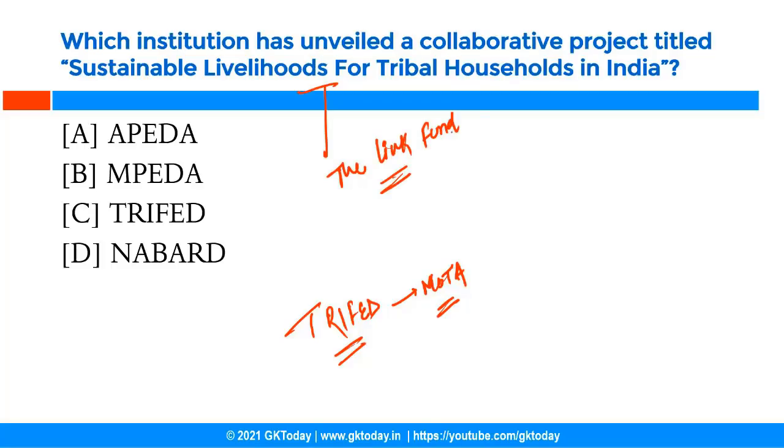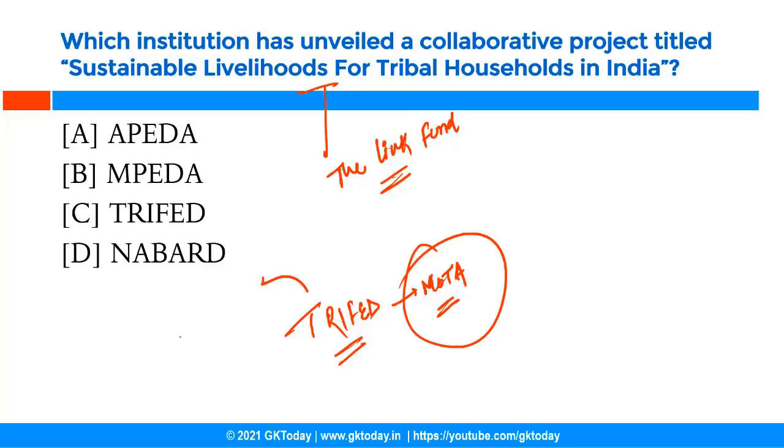So this Link Fund is a foundation which works in the field of poverty eradication and in the field of mitigating the effects of climate change. So recently TRIFED collaborated with this Link Fund for the sustainable livelihood for tribal households. TRIFED is under MOTA, Ministry of Tribal Affairs.